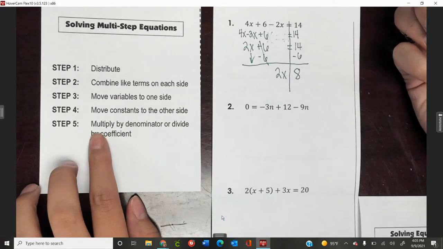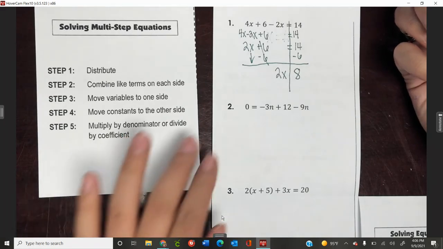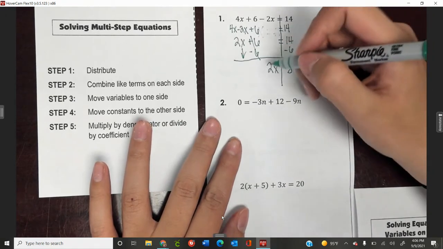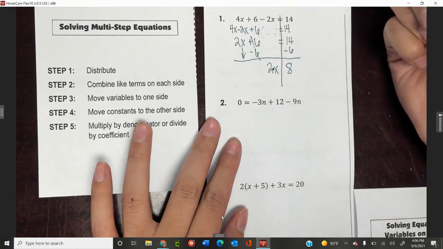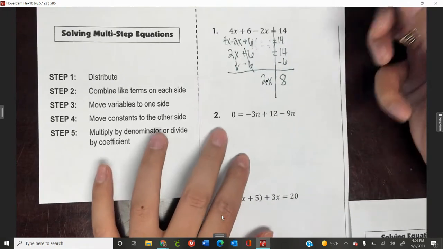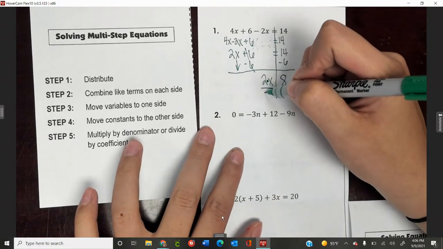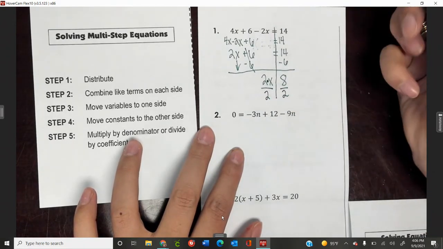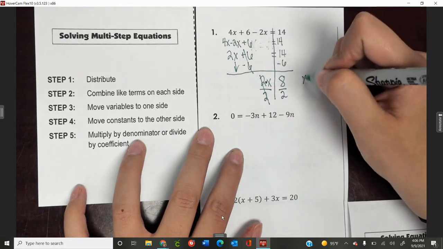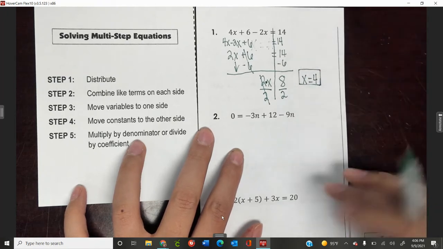Now, step 5 tells us we want to multiply by our denominator or divide by our coefficient. We look at our variable x, and we have the number 2 in front. 2 and x are multiplying each other, so we want to do the opposite of multiplication, which is division. We will divide by our coefficient, which here is 2. So we divide by 2 on both sides. Our 2's cancel out. We're left with x equals 8 divided by 2, which equals 4. x equals 4.